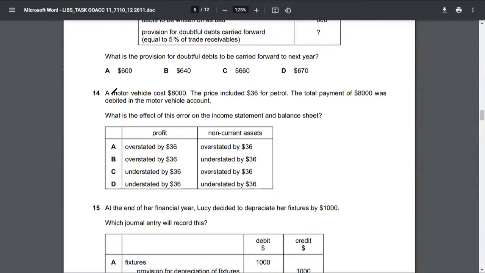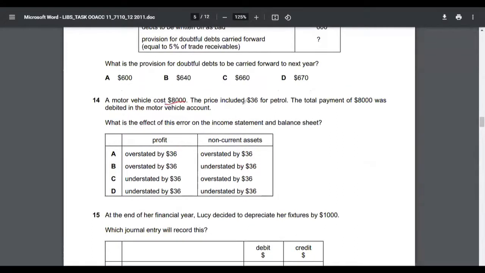Multiple choice 14. A motor vehicle cost $8,000. The price included $36 for petrol, which is an expense. So this should not be capitalized into the price of the motor vehicle. So it should be 8,000 minus 36. The total payment of 8,000 was debited in the motor vehicle account. So the accountant recorded the complete 8,000 into the fixed asset on the balance sheet. And this is an error.